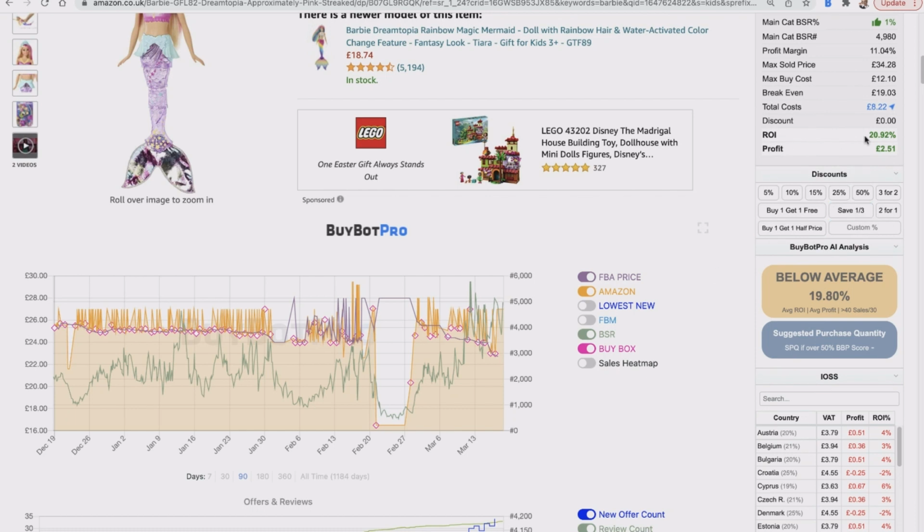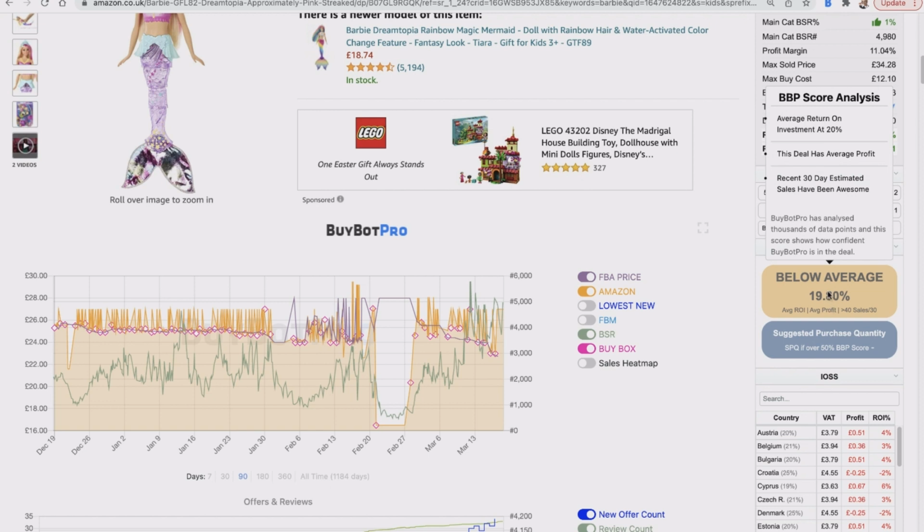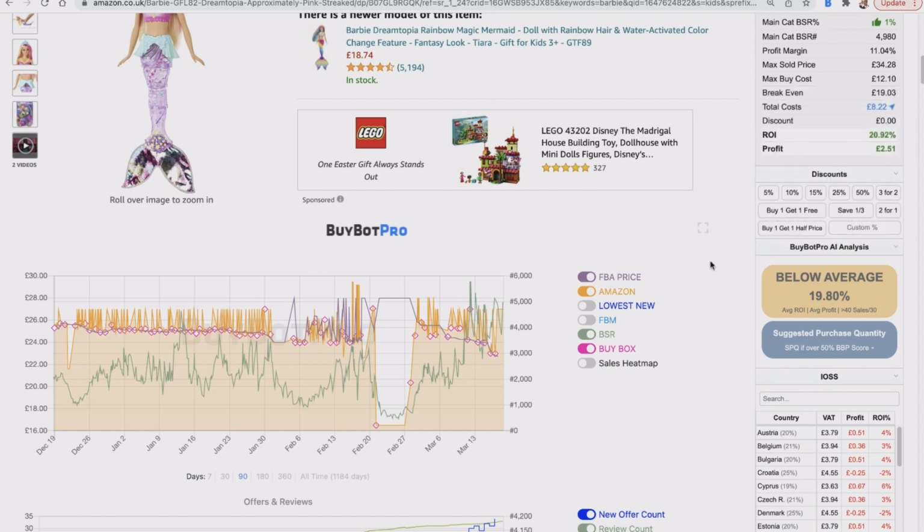But you've got your ROI here at 20%. It's quite low, but maybe your boss is okay with it. But BuyBotPro's had a look at all the things and it said, no, that's not quite such a good deal as it was. So now it's a below average deal.